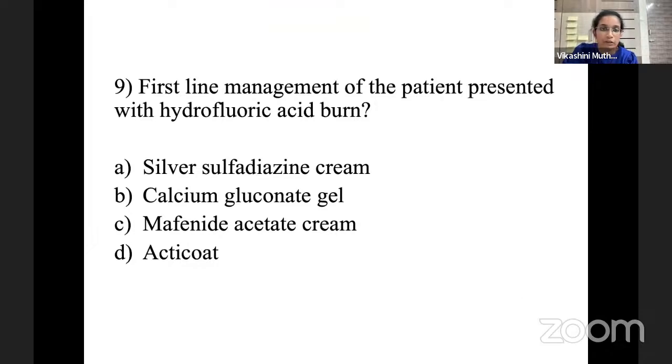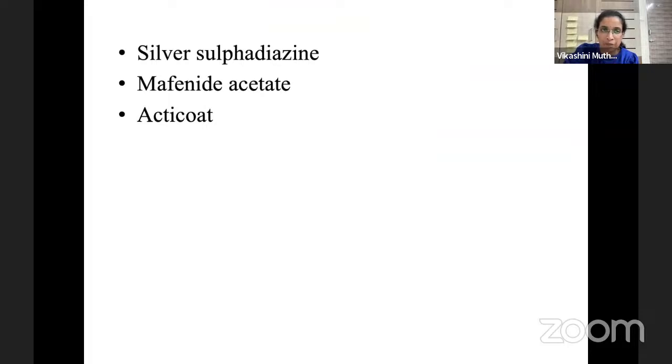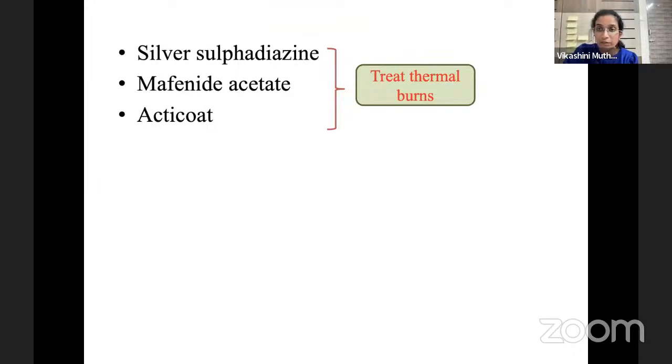Now, coming back to the question, so you know the answer. It's calcium gluconate gel. Now, what about the other options: silver sulfadiazine, mafenide acetate, Acticoat? Where are these agents used? They are basically used in the treatment of thermal burns.